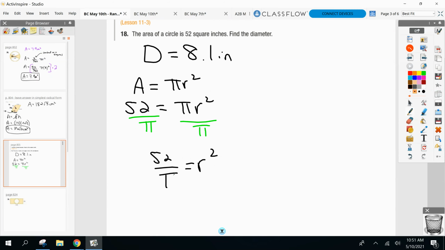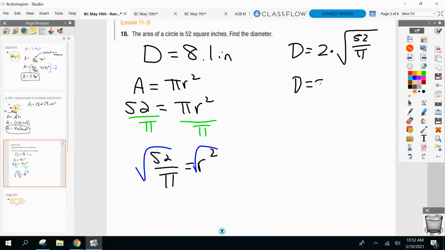All right, how'd you get r by itself? I took the square root of both sides, and the square root is 52 over pi. Square root both sides. Still not ready to round because this is the radius length. All right, that's the radius length. How'd you get the diameter then? Then I multiplied the radius by 2. Multiply by 2, whatever the square root of 52 over pi was, and then that indeed was 8.1 inches.